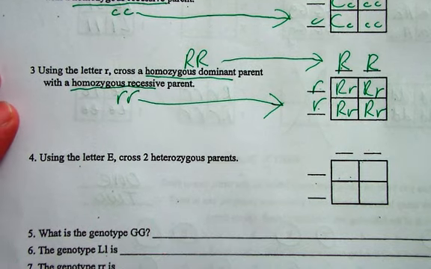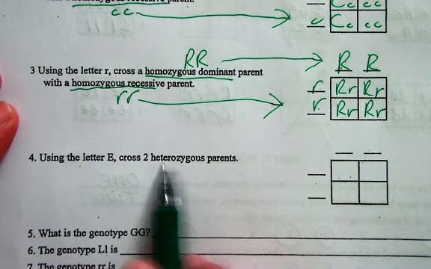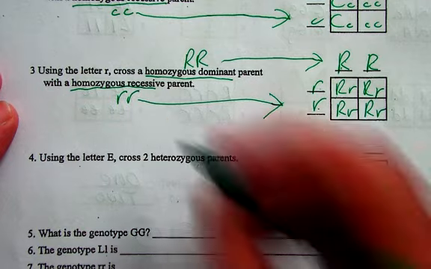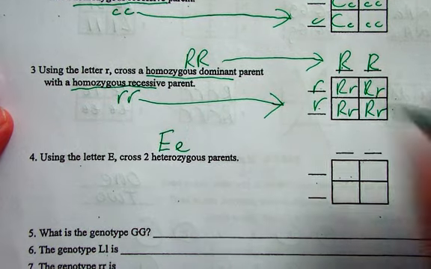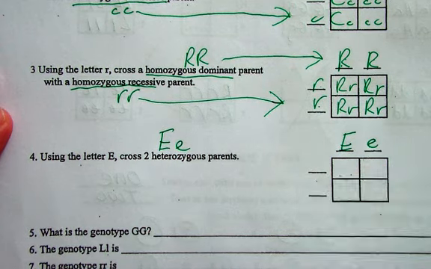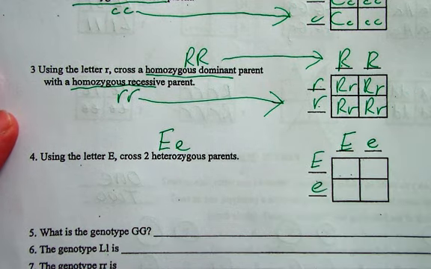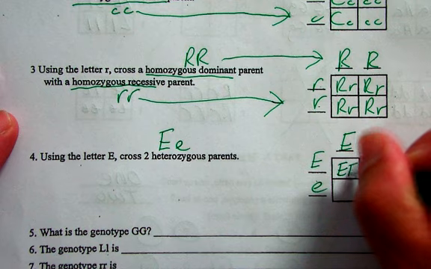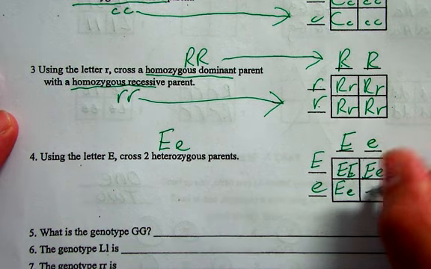The next one is using the letter E, cross 2 heterozygous parents. Heterozygous looks like that, and there are 2 of them. One of them goes here, and the other one goes here. Do the cross. And we end up with that.